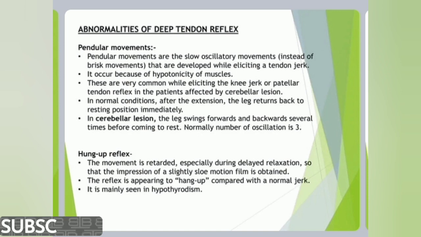The second abnormality is hung up reflex. The movement is retarded, especially during delayed relaxation, so that the impression of a slightly slow motion film is obtained. The reflex appears to hang up, meaning the reflex will be slowed down and stop there, and you will get an appearance of hanging up, as compared to a normal jerk. It is mainly seen in hypothyroidism.